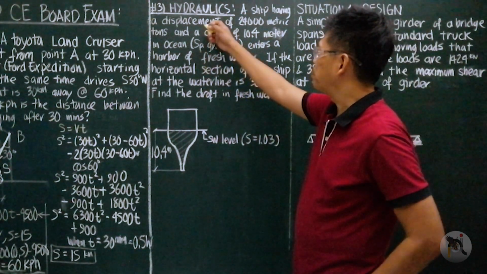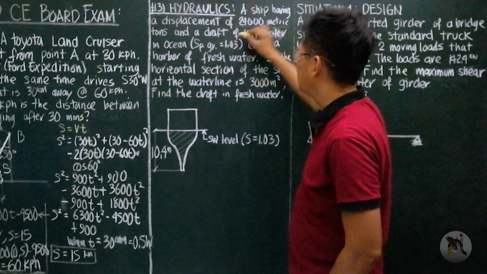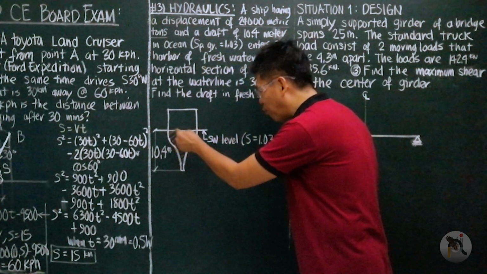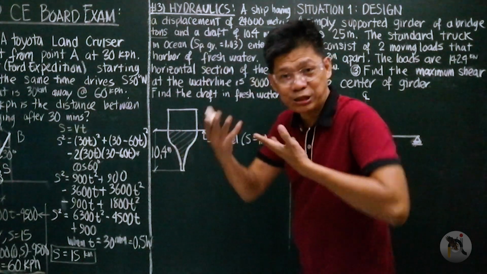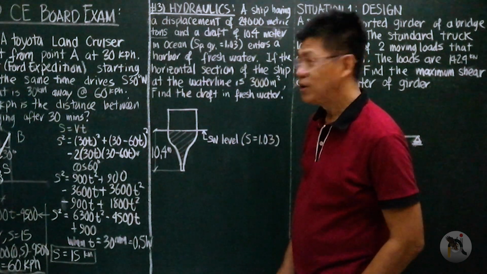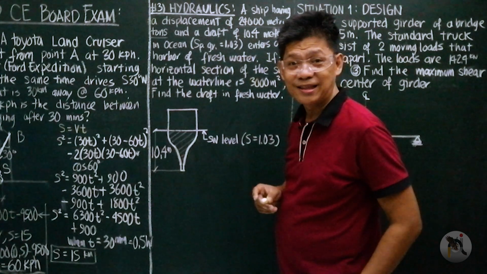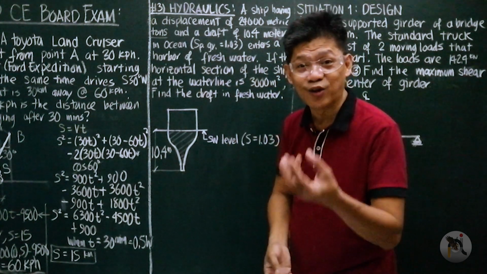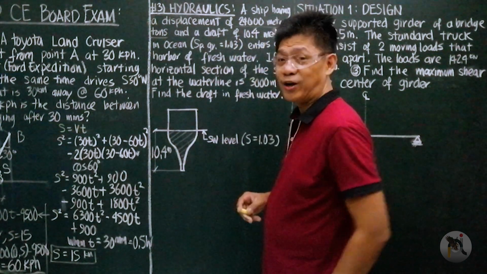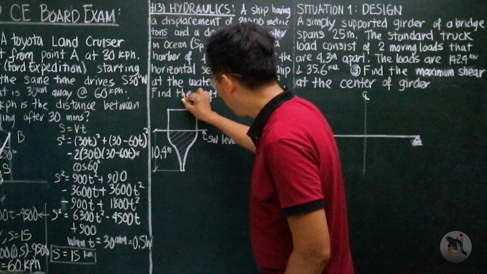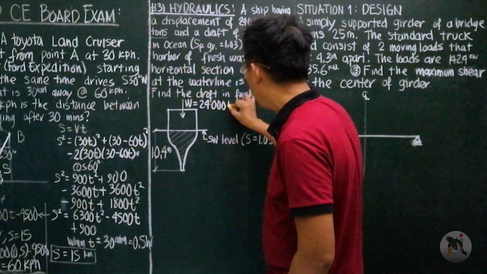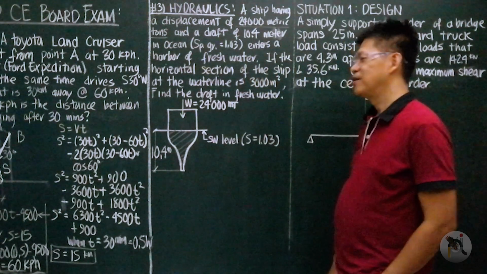A ship having a displacement of 2,400 metric tons. Metric ton is 1,000 kilogram. Meaning the water displaced or replaced by the barge is equal to 2,400 metric tons. Wow. It's a weight, right? Rather than a volume. Meaning the weight of this volume of seawater is 2,400 metric tons. Meaning the weight of this barge is 2,400 metric tons. You follow?